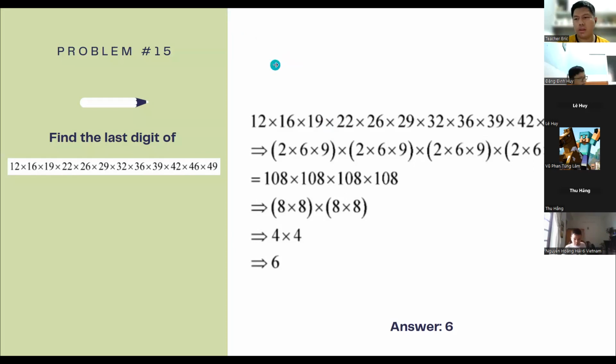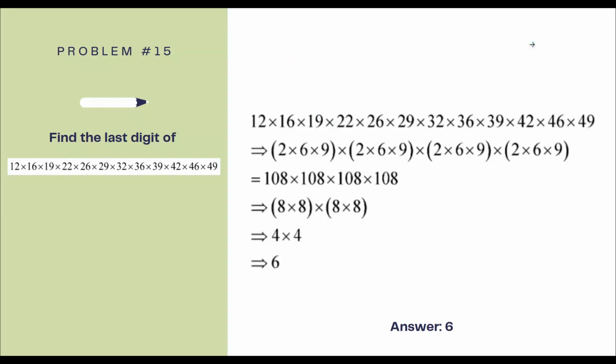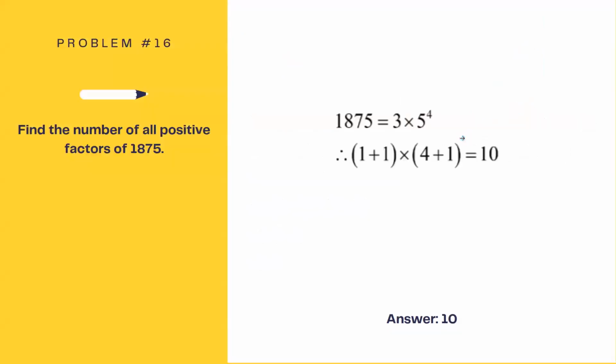So, okay, let's proceed. It's already 10 a.m. Philippine time. So now we proceed to problem number 16. Find the number of all positive factors of 1,875. Oh, the solution is already there. So do we have the same answer?